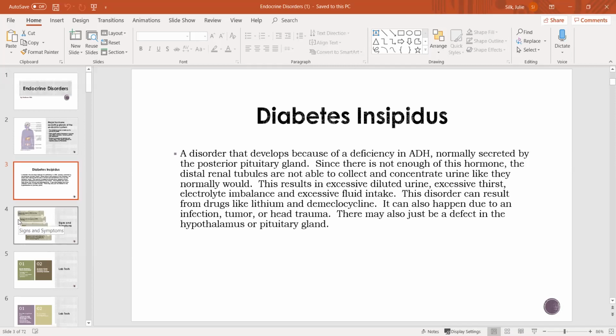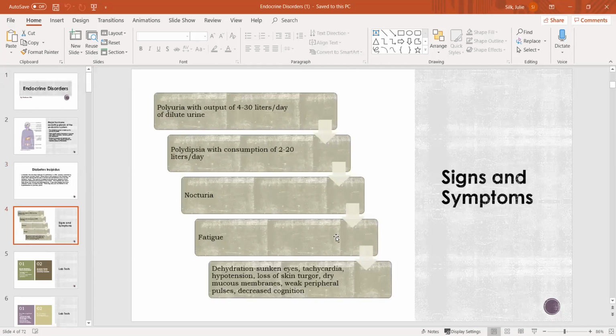Are you with me so far? Okay. All right, so the next thing here is the signs and symptoms. This is really important for you to get down to understand what's happening here. So again, we don't have enough ADH in our body, so that's why we have this disorder.